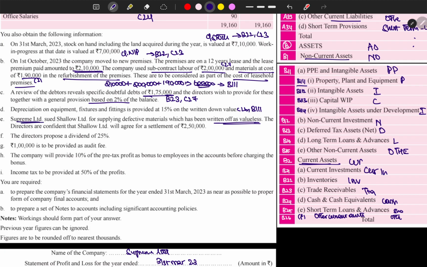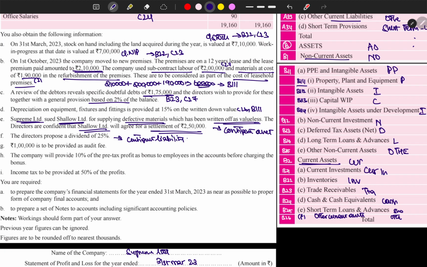Okay, Supreme Limited sued Shallow Limited for supplying defective materials, which has been written off as valuables. We are Supreme Limited. Shallow Limited is some other company. They have supplied some materials to us, but that was defective material. So we have sued them, and we are confident that Shallow Limited will agree to pay a settlement of rupees 2,50,000. But this is not sure, so it is a contingent asset.